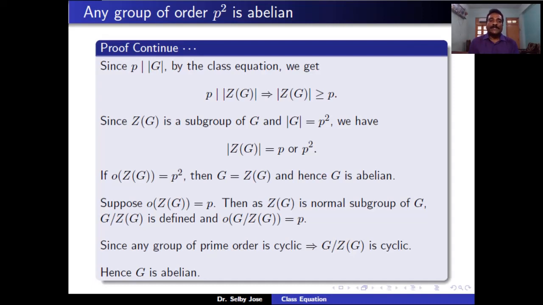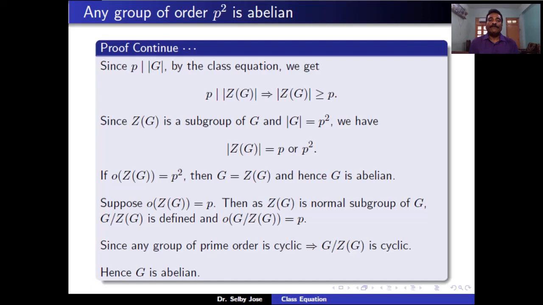Suppose the order of the center of G is equal to p. We know that the center of G is always a normal subgroup of G, and so G mod the center of G is defined. And what is the order of G mod the center of G? The order of G mod the center of G is equal to the order of G upon the order of the center of G, which is equal to p squared by p, which is equal to p. That means G mod the center of G is a group of order p.